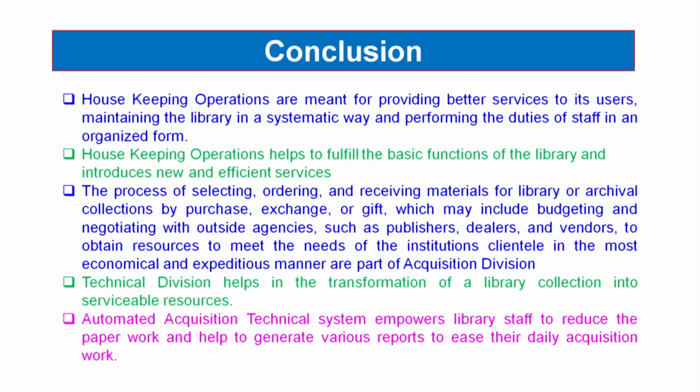The process of selecting, ordering and receiving materials for library or archival collections by purchase, exchange or gift, which may include budgeting and negotiating with outside agencies such as publishers, dealers and vendors to obtain resources to meet the needs of the institution's clientele in the most economical and expeditious manner, is part of the acquisition division. The technical division is responsible for the transformation of what you have done in acquisition to the circulation division. That means this is the final unit in which a resource is ready for circulation. Only when the acquisition and technical processes are completed is a user authorized to take a particular book from the library.